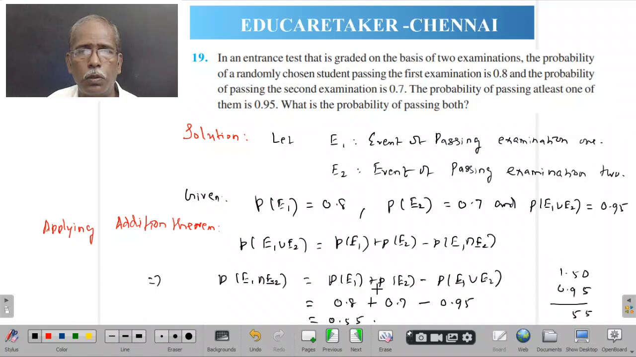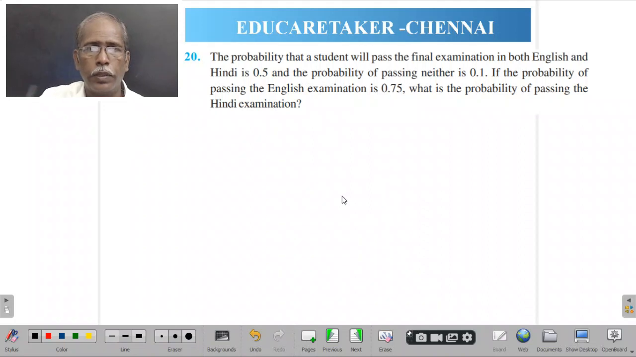Having gone through this, we'll move to question number 20 now. The 20th question: the probability that a student will pass the final examination in both English and Hindi is 0.5, and the probability of passing neither, that is, the probability to pass neither English nor Hindi, is 0.1. If the probability of passing the English examination is 0.75, then what will be the probability of passing the Hindi examination?